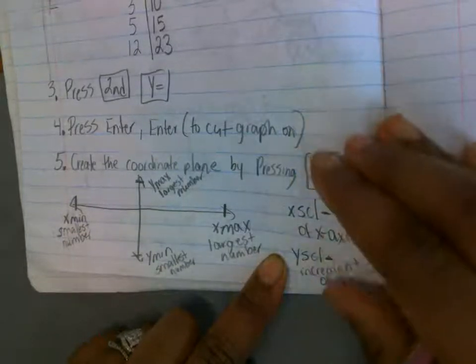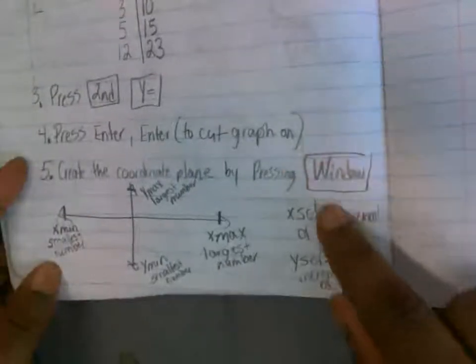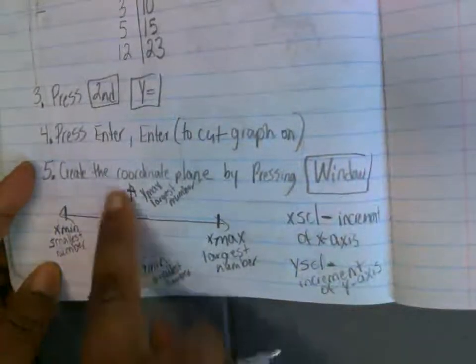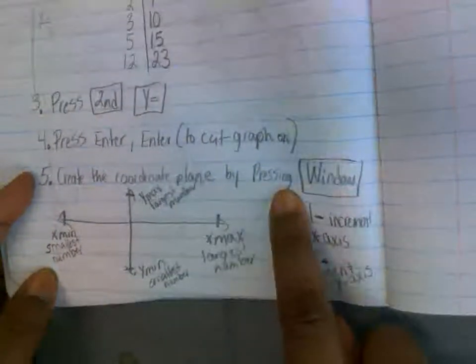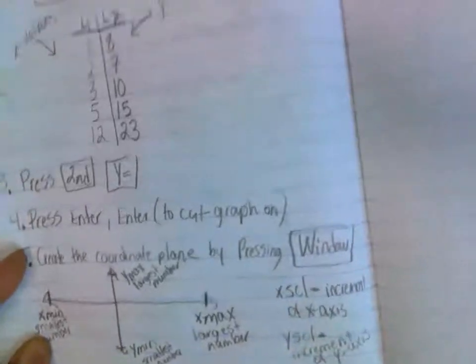All right. So now we're going to do this step together. Again, in order to create the coordinate plane so that the calculator can graph these points, you press window. Window is right beside y equals.